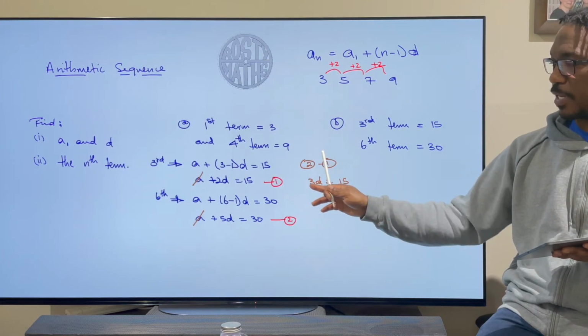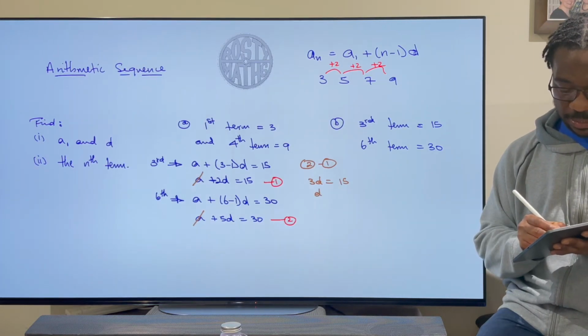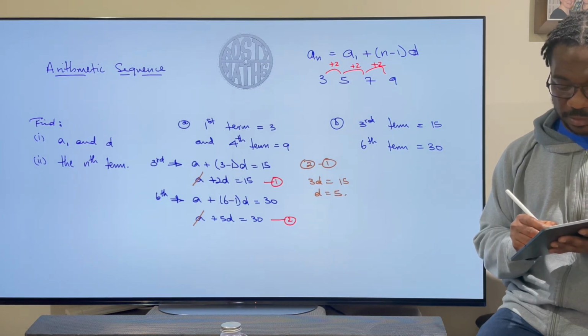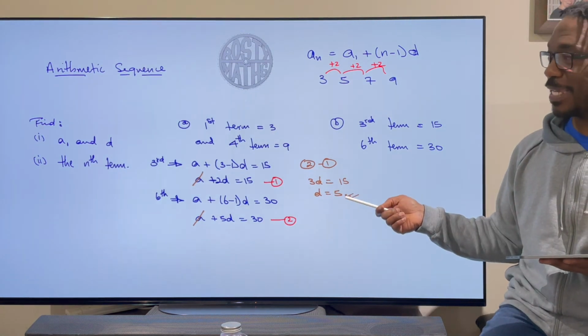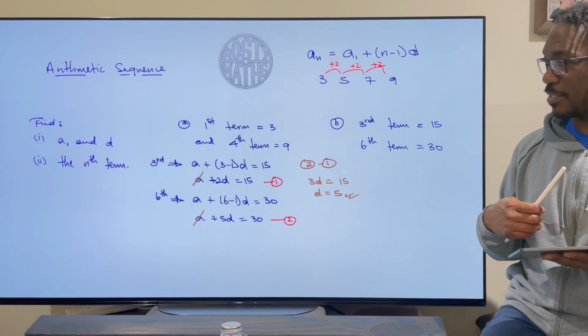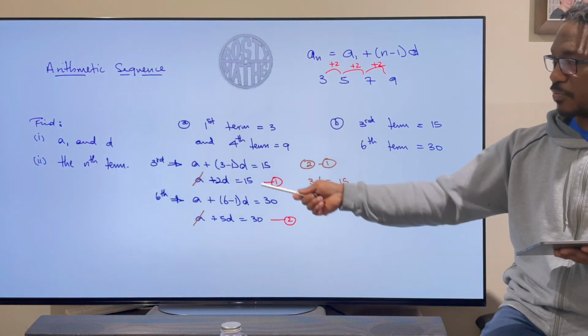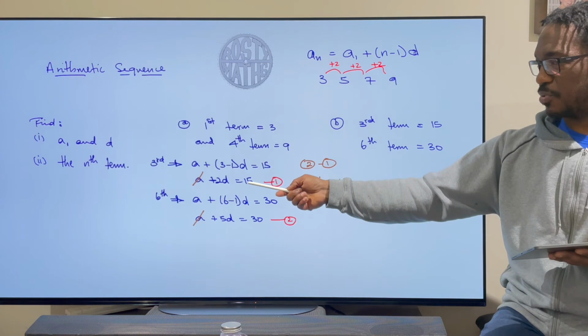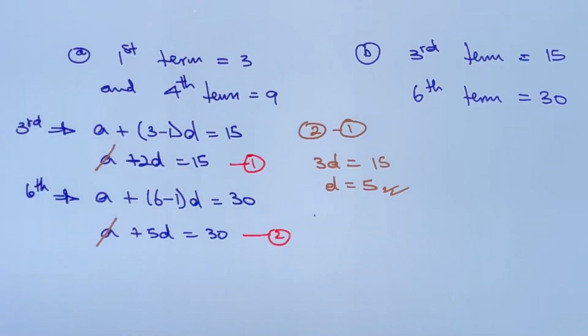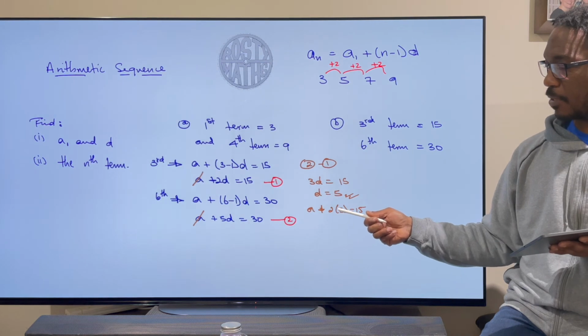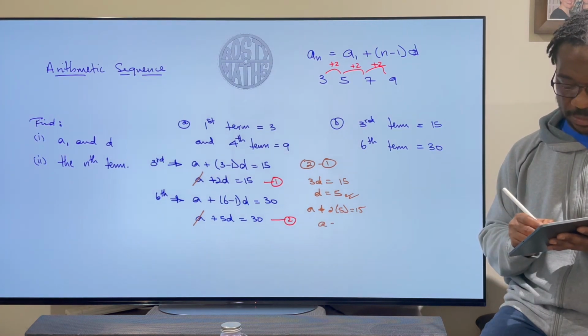I now just need to divide by 3. And then I'll get d is equal to 5. So now I've got d is equal to 5. That's my common difference, by the way. I can now go and find my first term. Because I know d is equal to 5, I've got 2 equations here I can choose from. I'll choose this one, and I'll substitute d for 5 there. So a plus 2 times 5 is equal to 15. This becomes 10, and 15 take away 10 is 5, so a is also 5.